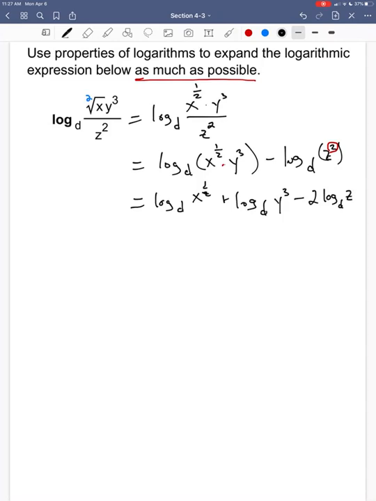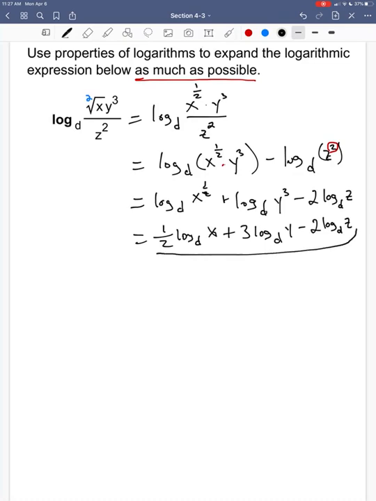of z. And now with these first logarithms, I've got log of something to a power, so that power can come down in front. So that's a log of x to the 1/2. We bring the 1/2 down in front, so we'll get 1/2 log base d of x. We'll bring the 3 down, plus 3 log base d of y, and then this just comes down again as well, minus 2 log base d of z. And now I've got simple logarithms, just the log of x, the log of y, the log of z. I can't expand those anymore, so that would be my solution.